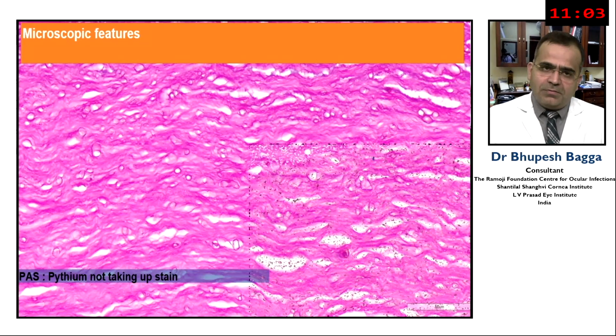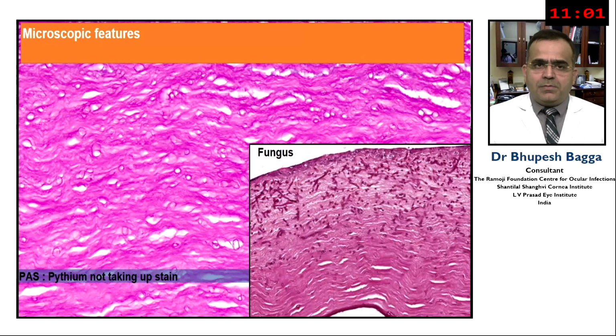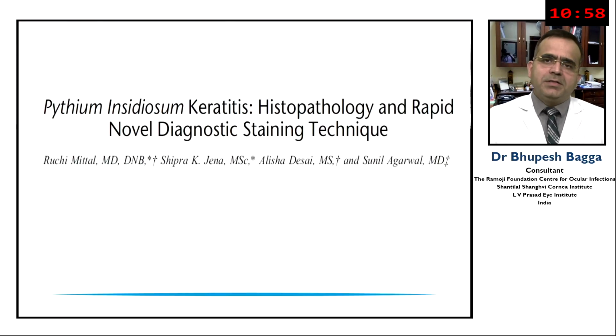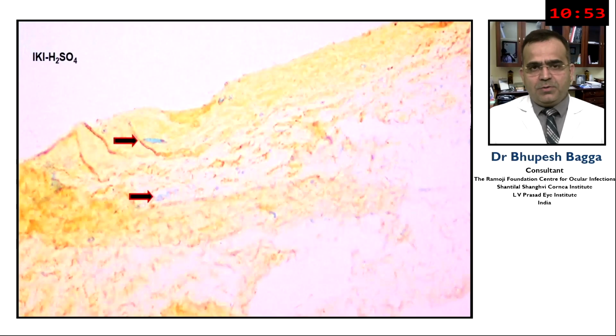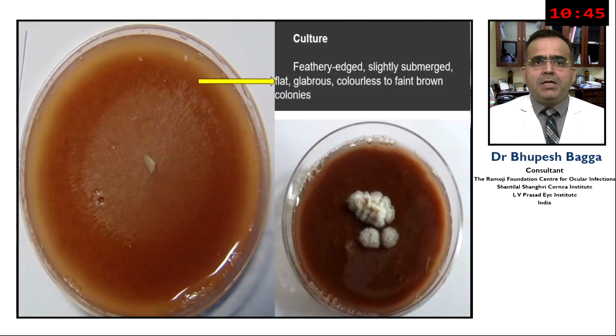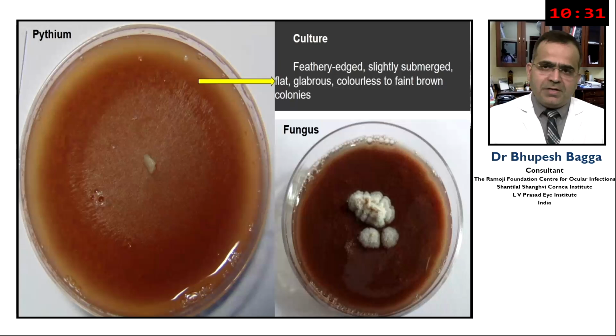Our group, led by Ruchi Mittal, described a novel diagnostic staining technique, where fungal filaments and the Pythium filaments appear in different colors, with Pythium appearing blue. Another way to differentiate is from the quality of growth. Pythium is more feathery-edged, slightly submerged, flat and pressed type of growth, while a fungus is classically described as raised with a white cottony color.